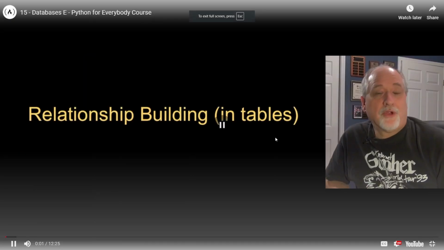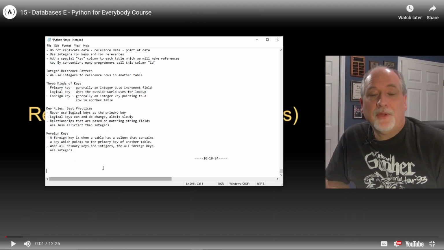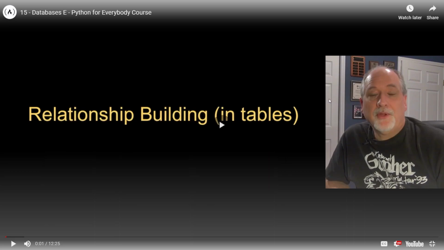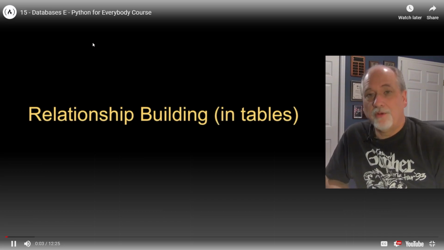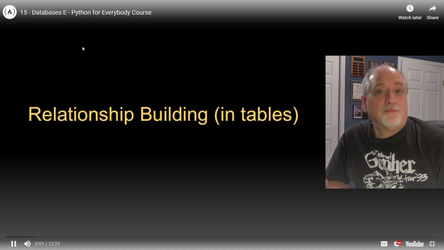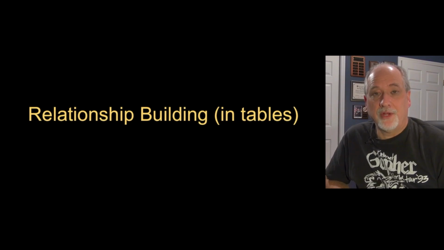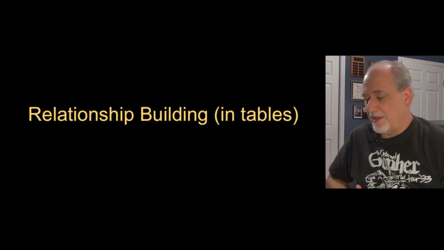So now that we know what a primary key, logical key, and foreign key are, there's the first piece of literature we need to write: relationship building in tables. All right, let's go. We're going to actually start putting these together and creating tables that have these kinds of values in them.